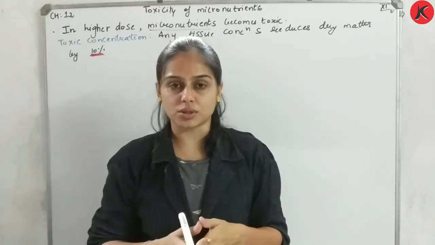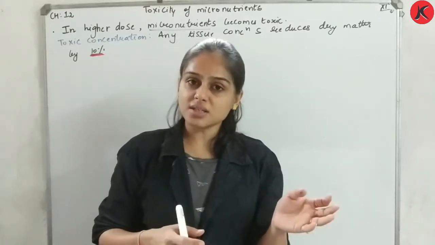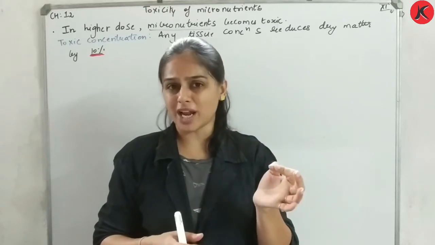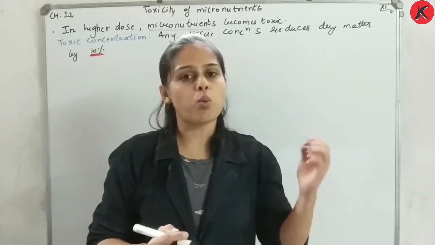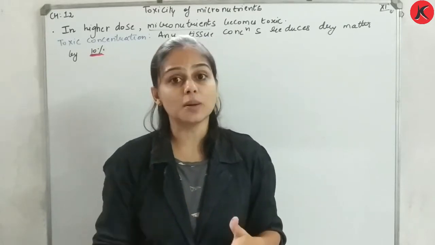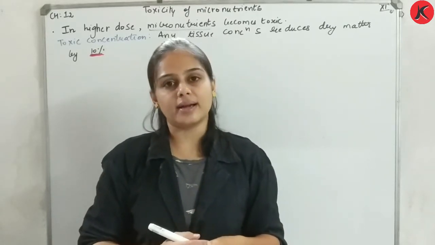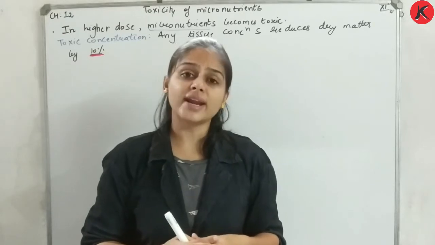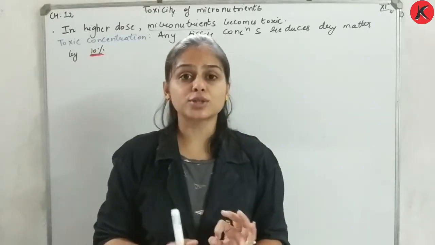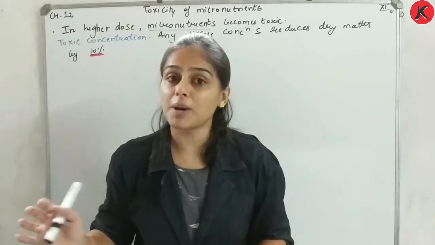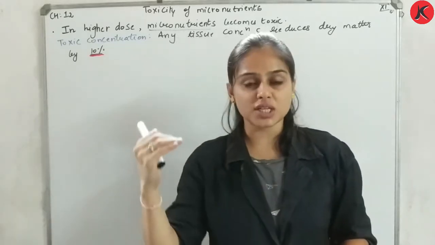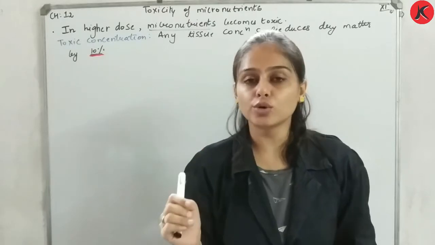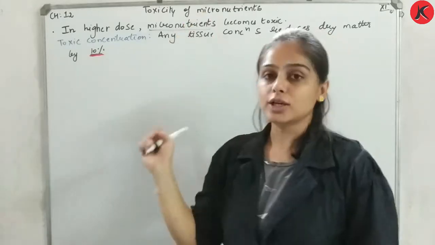टॉक्सिक कंसेंट्रेशन. Dear students, this toxic amount, I mean to say जो concentration होता है, right, it varies from one micronutrient to another micronutrient and it also varies from one plant to different plants. Are you people getting my point? For example, nitrogen, phosphorus, these are your macronutrient. We are talking about your micronutrient.